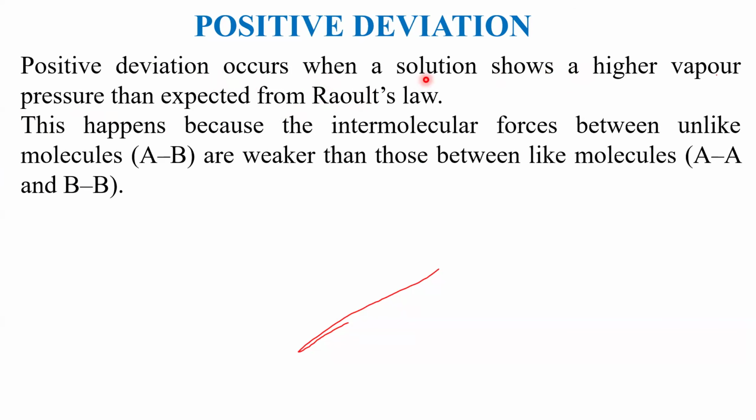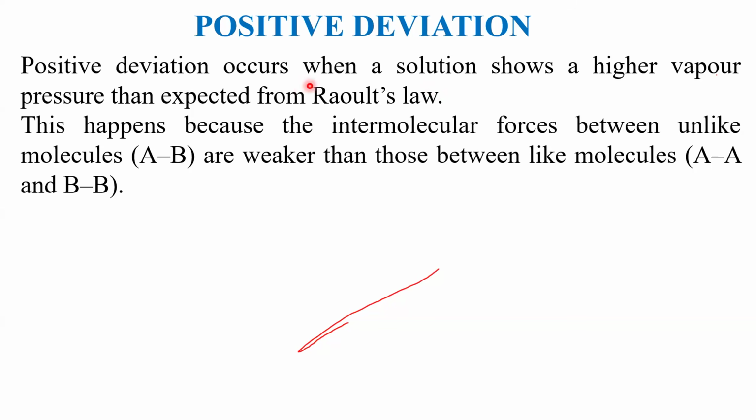Lydia, you're having your hand up. Yes, please. Teacher, I wanted to give the types of non-ideal. Oh, the types of non-ideal. So the one is what? Positive and negative deviation. The positive and negative deviation.